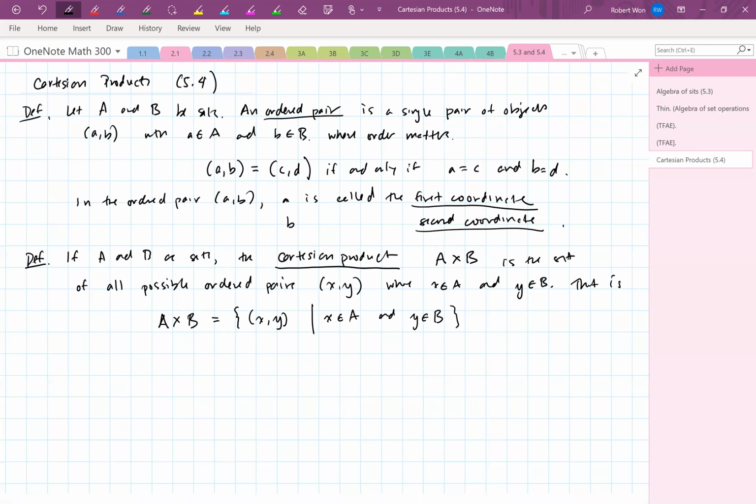Okay, and like I've sort of already said, generally this is read as A cross B. And also notationally, in this class, I'm not saying that it's standard, but we'll let A squared, if A is a set, denote A cross A.